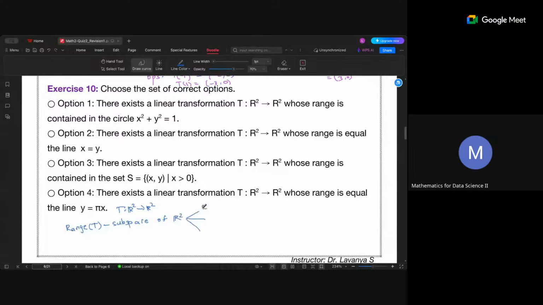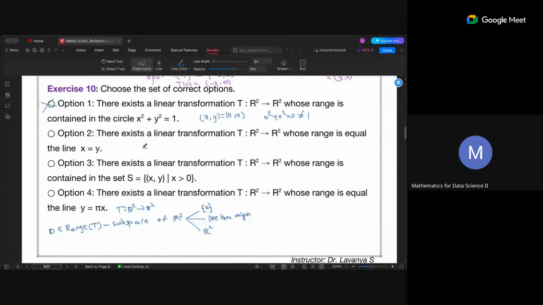Now we can easily answer this question. There exists a linear transformation T from R2 to R2 whose range is contained in the circle x squared plus y squared equal to 1. First of all, your range should always contain the zero vector. Does this set contain the zero vector? Suppose x comma y is 0 comma 0. 0 squared plus 0 squared is 0, not equal to 1. So this does not belong to the circle. If it does not belong to this, then this cannot contain your range because the range contains 0. So option 1 is not possible. Is that clear?